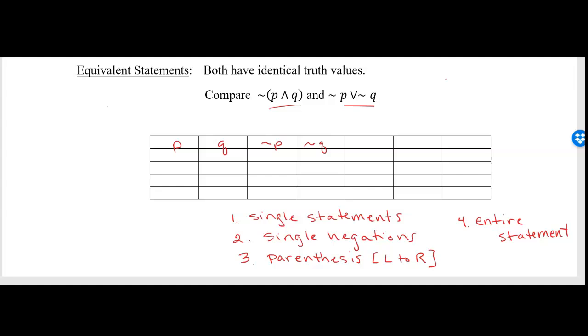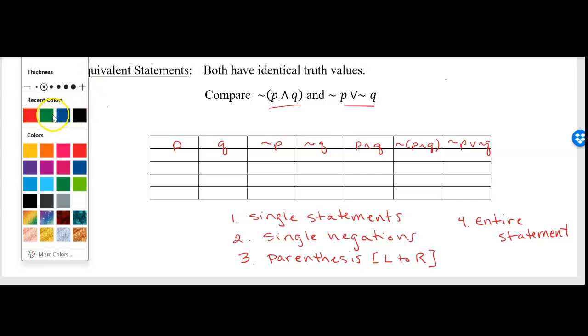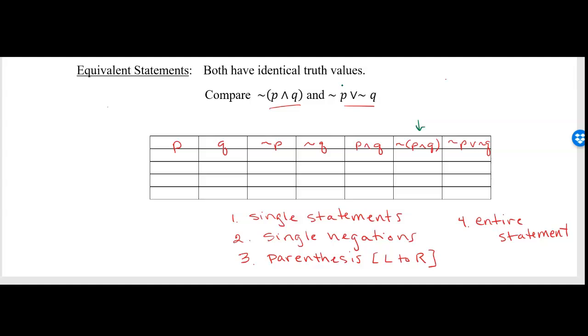Step 3, parentheses. I only have one set of parentheses, and that would be the P and Q. Those go in their own column. But, yes, there's a but here because there's a negation in front of it. That would be my second step after that one. So I'll do my parentheses first, but if there's a negation in front of it, that would be my next column. The only one I have left is this. This was a statement we haven't put together yet, so that would be here. And what we're going to do is compare these two, what we get at the end.